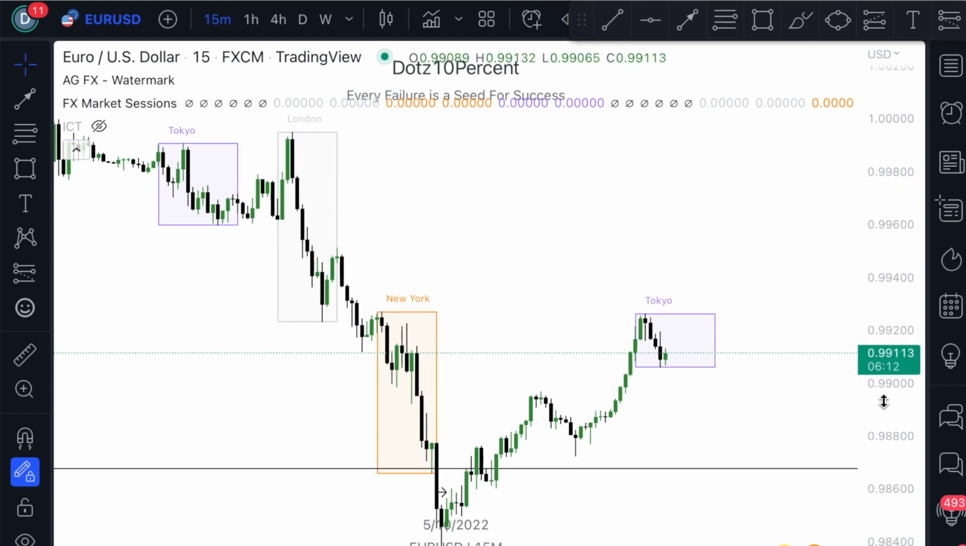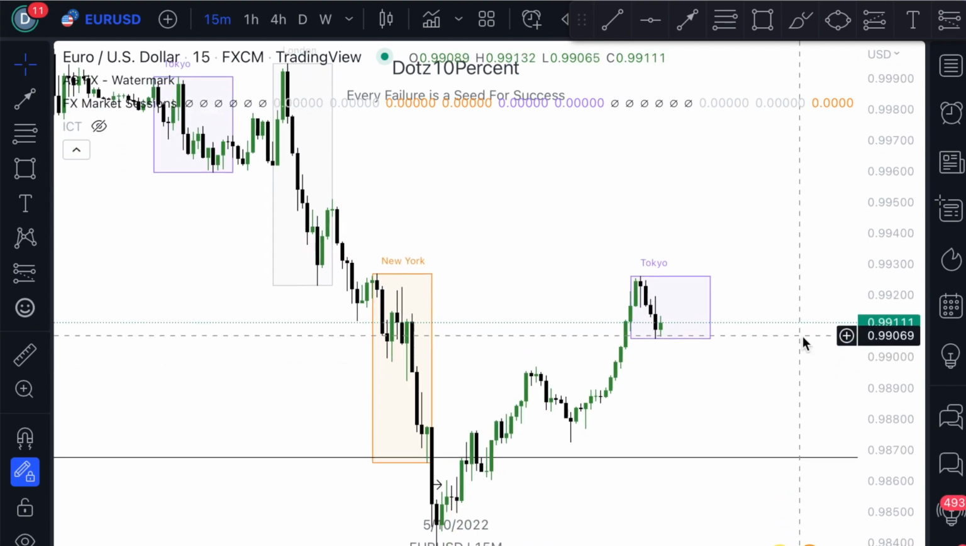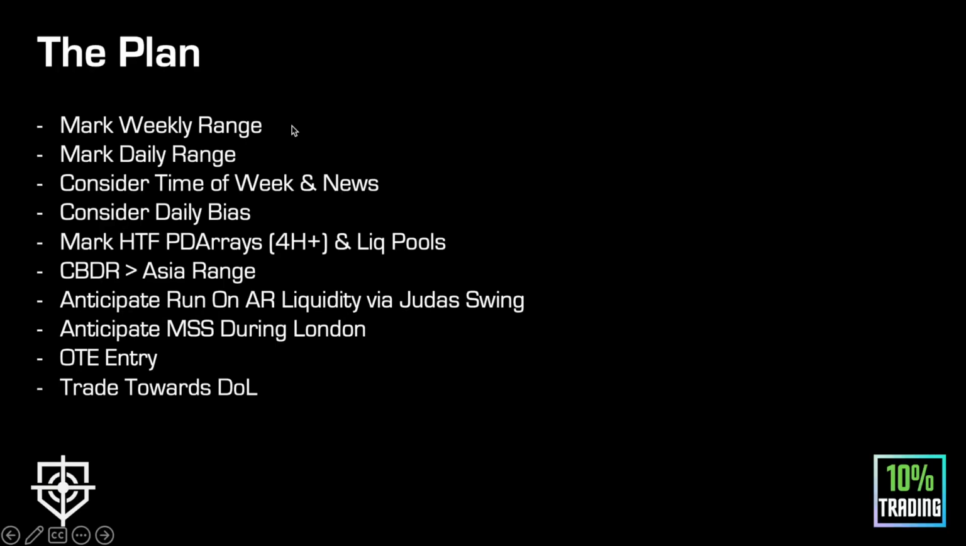Let's head back to the plan, right, and quickly cover what we've gone through so far. We figured out our weekly range. We considered the daily range. And now we can consider time of week and news. So today is a Thursday. There's no significant news. There's news, I believe, for Canadian dollar. You guys can go check, right? If you're watching this video, I've recorded this video for the 6th of October, which is a Thursday.